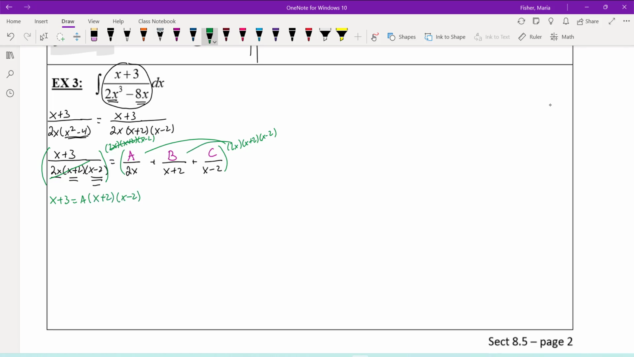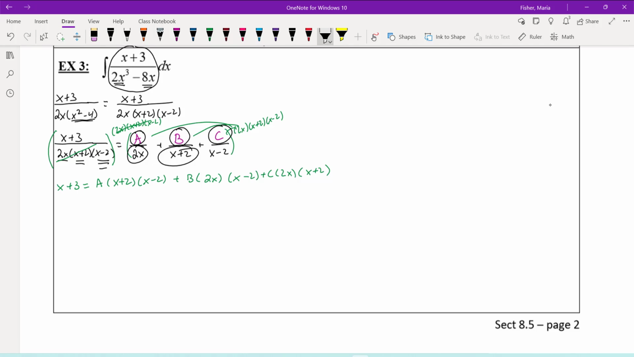Here, the x plus 2's will cancel, and that's just b times 2x times x minus 2. And here, the x minus 2's are going to cancel, and that's c times 2x times x plus 2. I'm going to solve for a, b, and c using convenient values. Again, usually I only use a system of linear equations when I have an irreducible quadratic, but if you want to go ahead and multiply everything out and make a system, go ahead, you'll get the same answer.